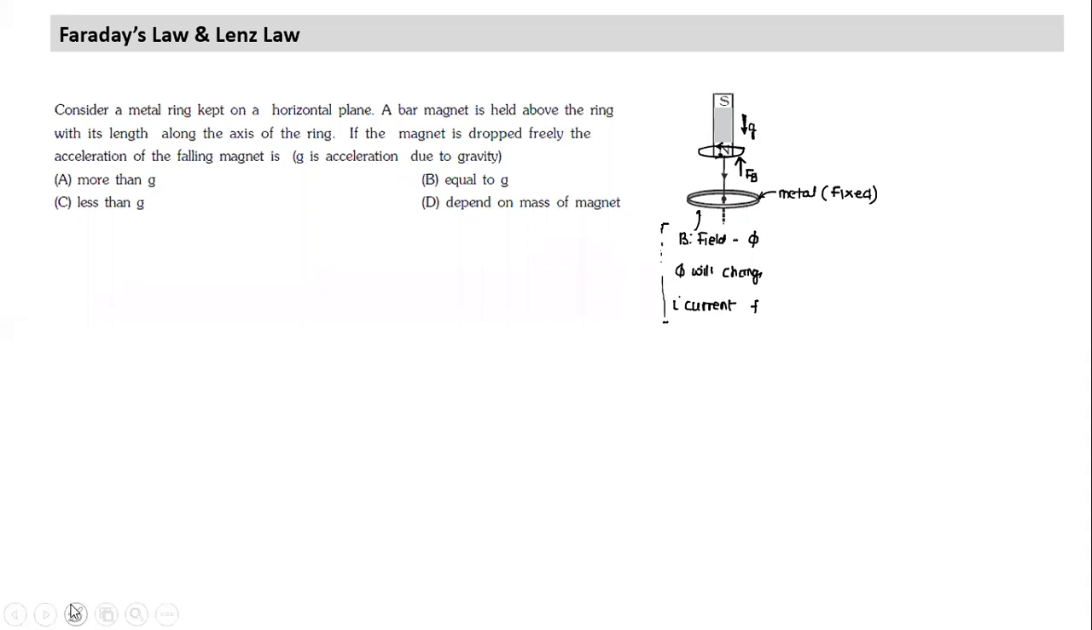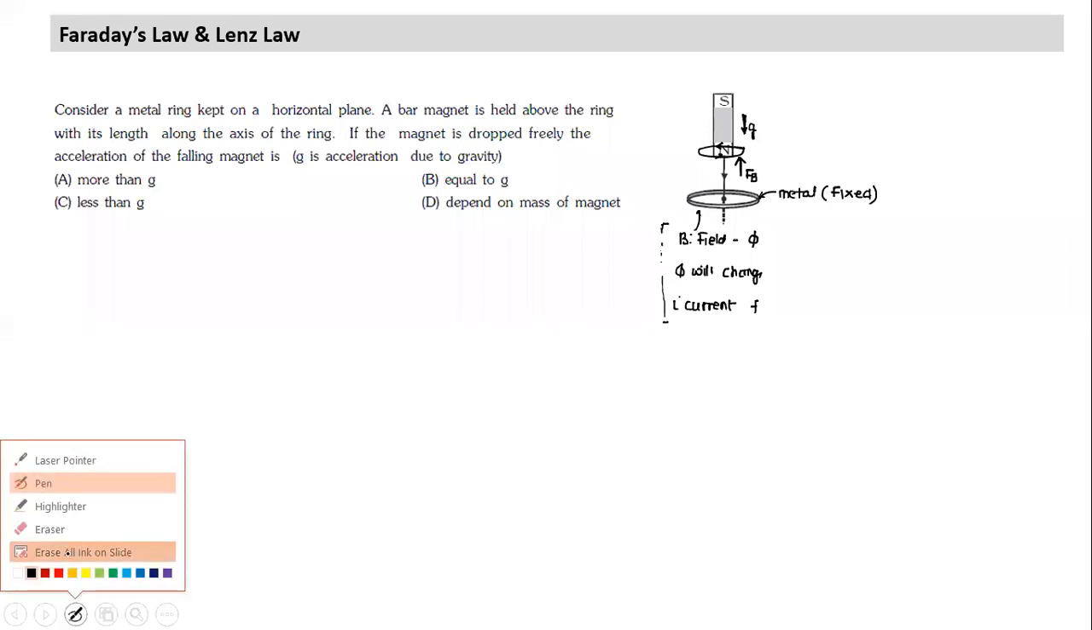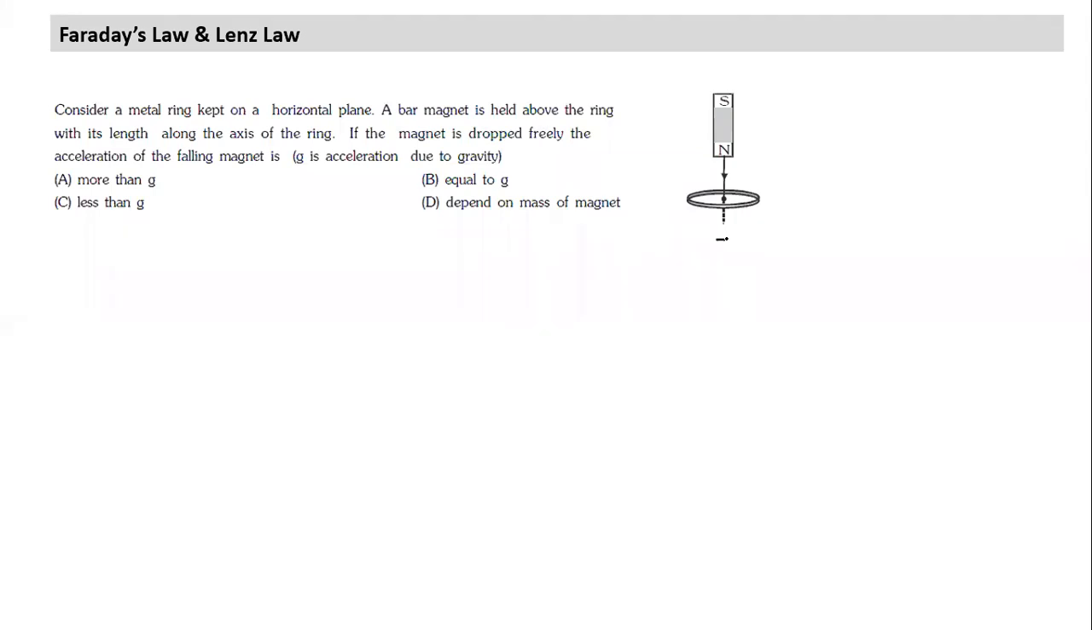What will happen after it has fallen through? Suppose after some time the bar magnet has passed through the loop. Now it has gone below the ring. This is how the bar magnet's position is now. The acceleration will still be less than g. In which direction will the magnetic force act now? Upwards. Now it is going away, so by Lenz's law, it will try to attract. So even now the force acting is opposite to the direction of mg. So whether it is falling from the top or it has fallen below, in both cases the acceleration will be less than g.